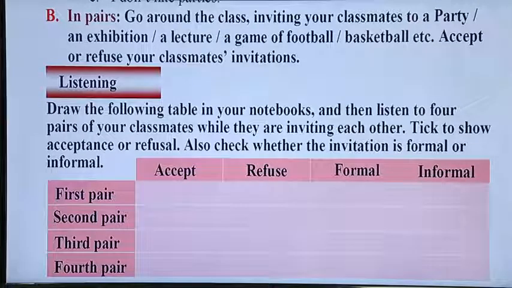Excellent. Very good. This invitation also was accepted. Was it formal or informal? Great. Excellent. It was informal.